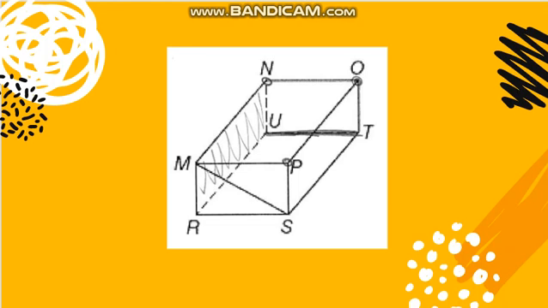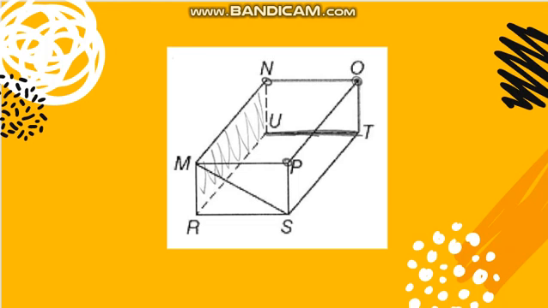What segments intersect line UT? Again, there's four. There's ST, there's OT, there's NU, and there's RU. Those four intersect line UT.